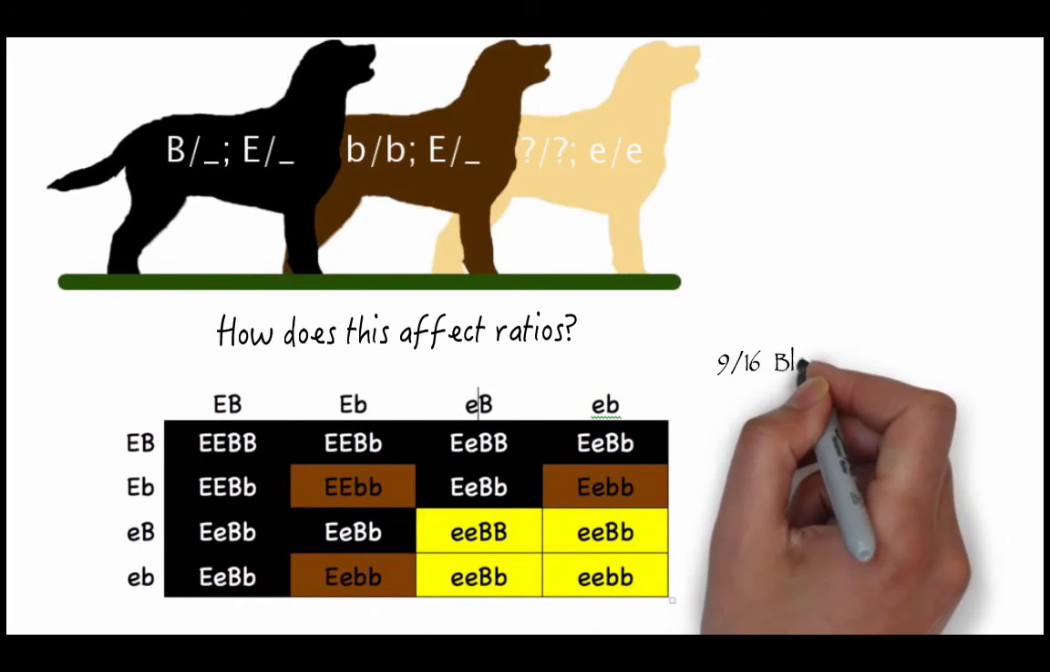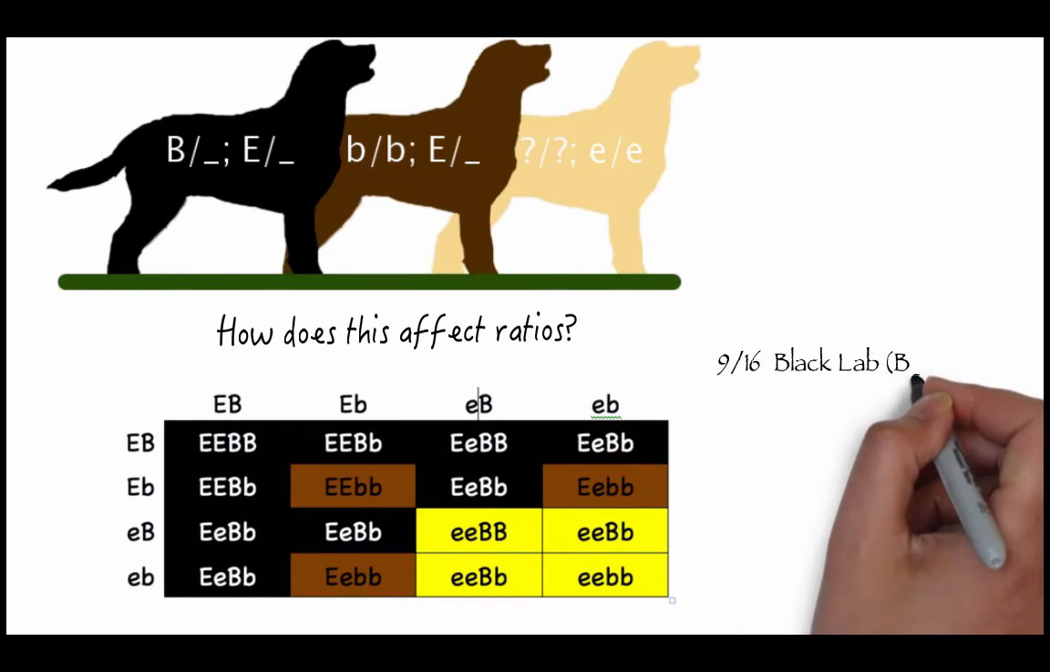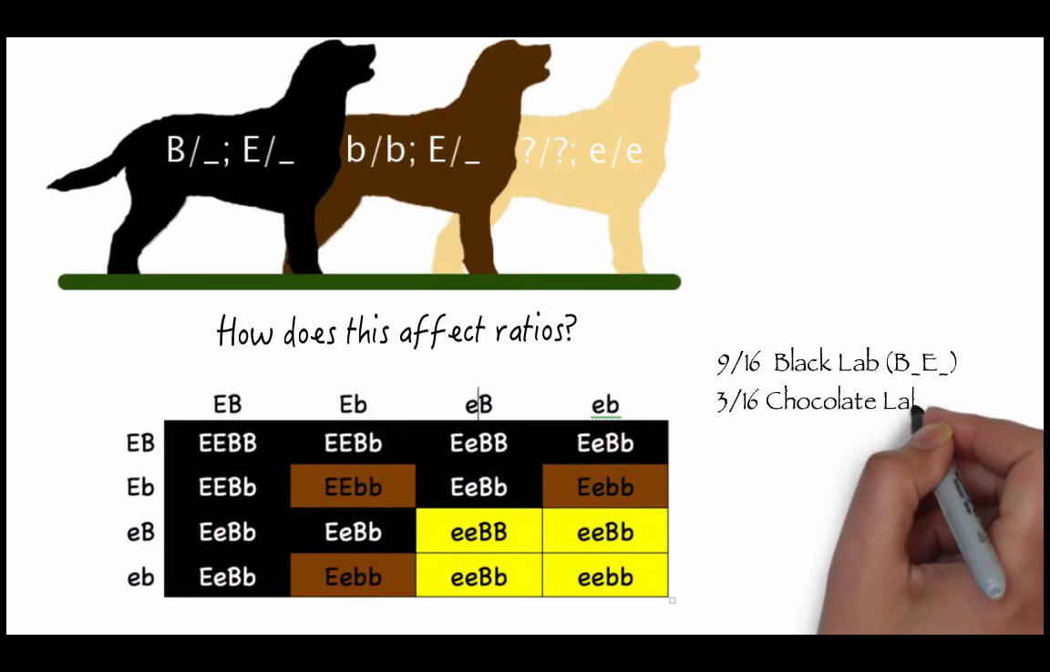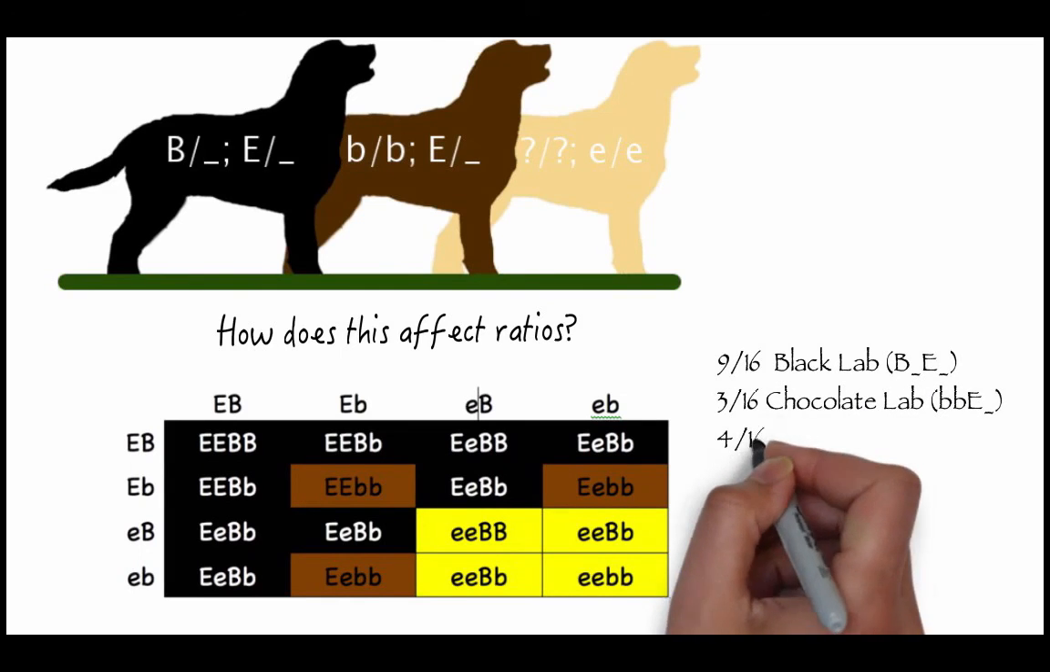If a dog inherits two little e's, he'll be white, regardless of which combination of the big B alleles he inherits. The phenotypic ratio deviates from the 9:3:3:1 expected as a result.